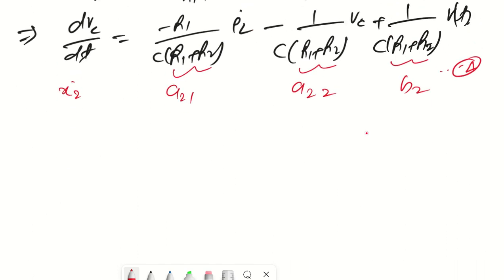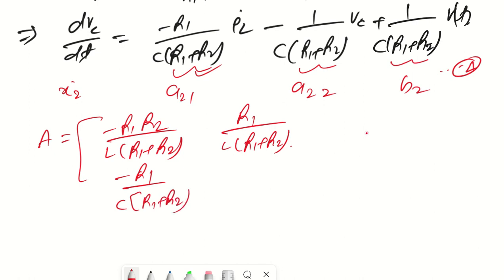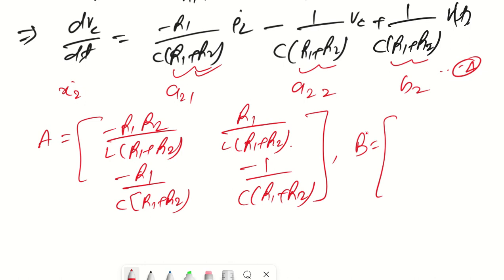We can write matrix A as minus R1 R2 by L times R1 plus R2, next R1 by L times R1 plus R2, and A21 will be minus R1 by C times R1 plus R2, and A22 will be minus 1 by C times R1 plus R2. So hope you have a good understanding now, and you can see my matrix B will be the coefficients of B1 from equation 3, which was R2 by L times R1 plus R2, and B2 will be 1 by C times R1 plus R2.